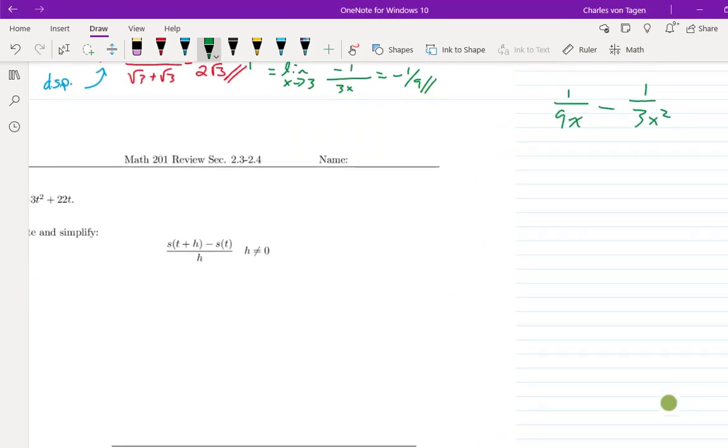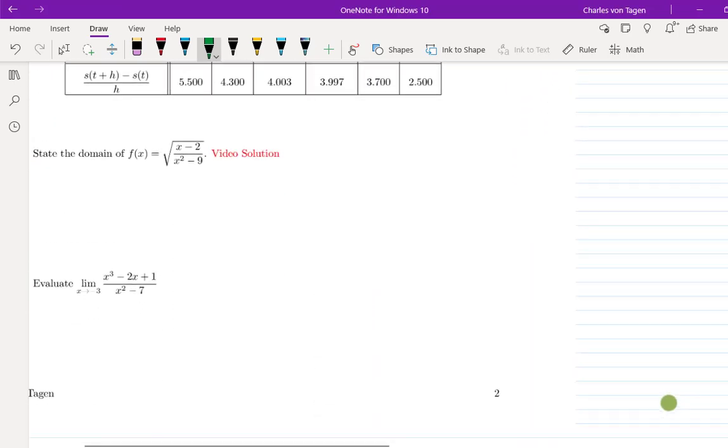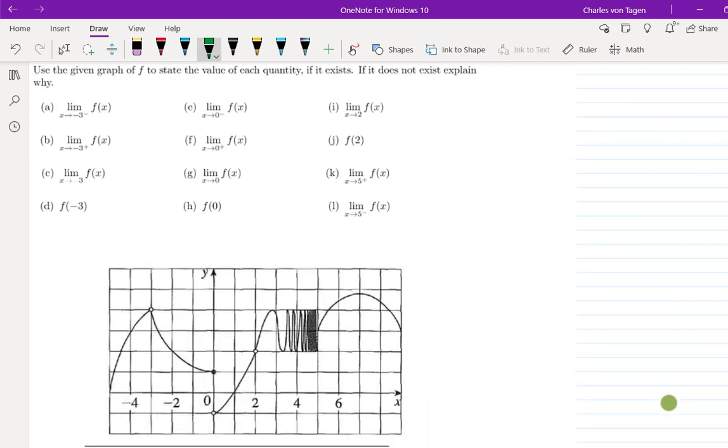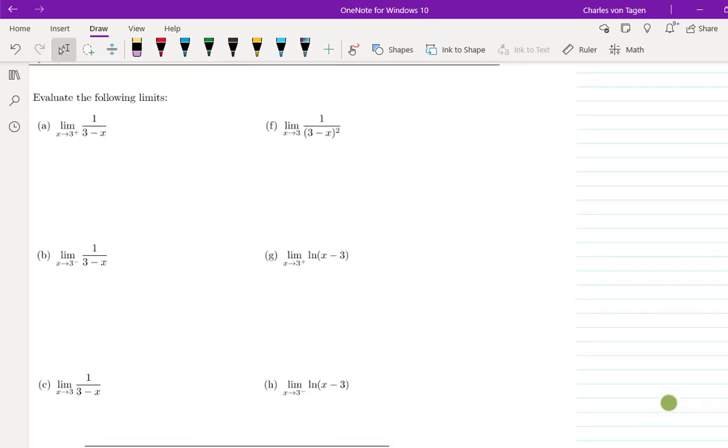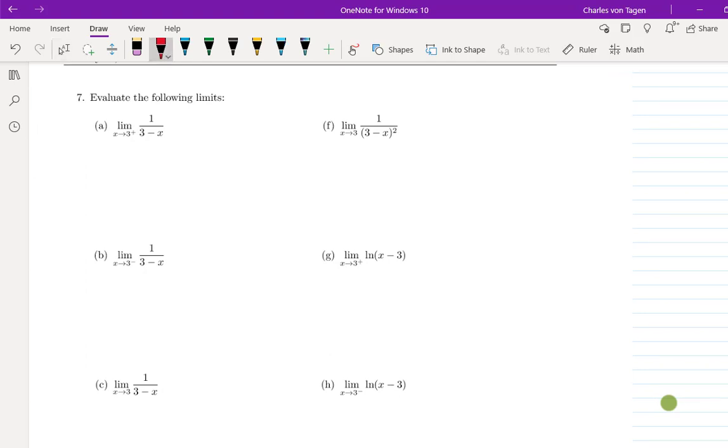We've got a little bit of time remaining, so I want to do a couple more problems. Folks, all these problems on here are fair game problems. I'm going to jump down. I want to talk about this. These were the section 2.4 problems. Notice I'm still using 3 in them.